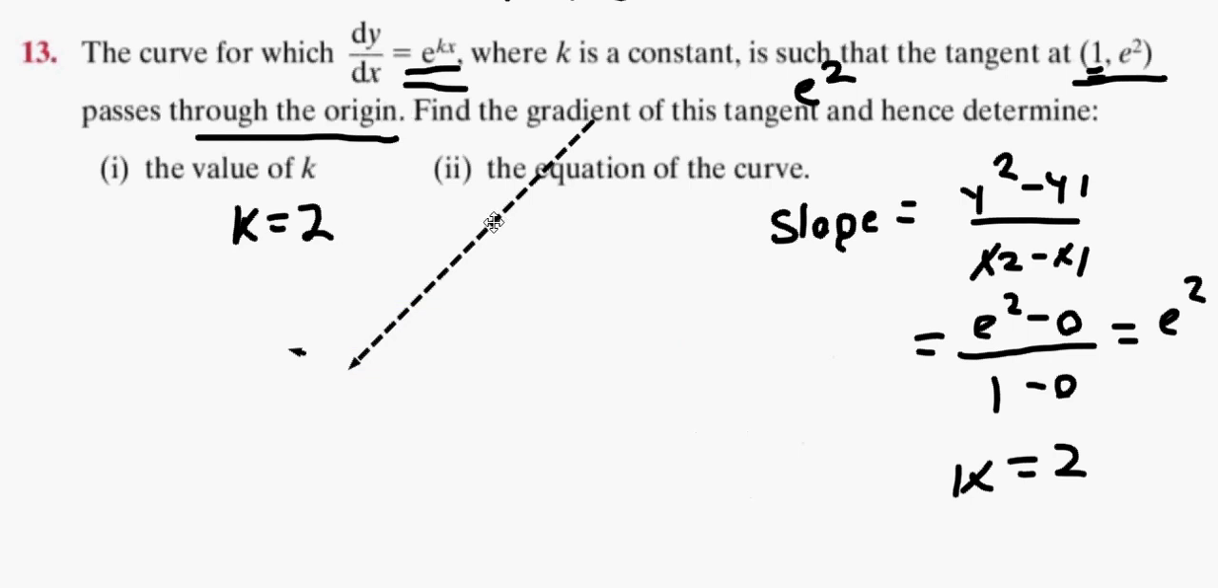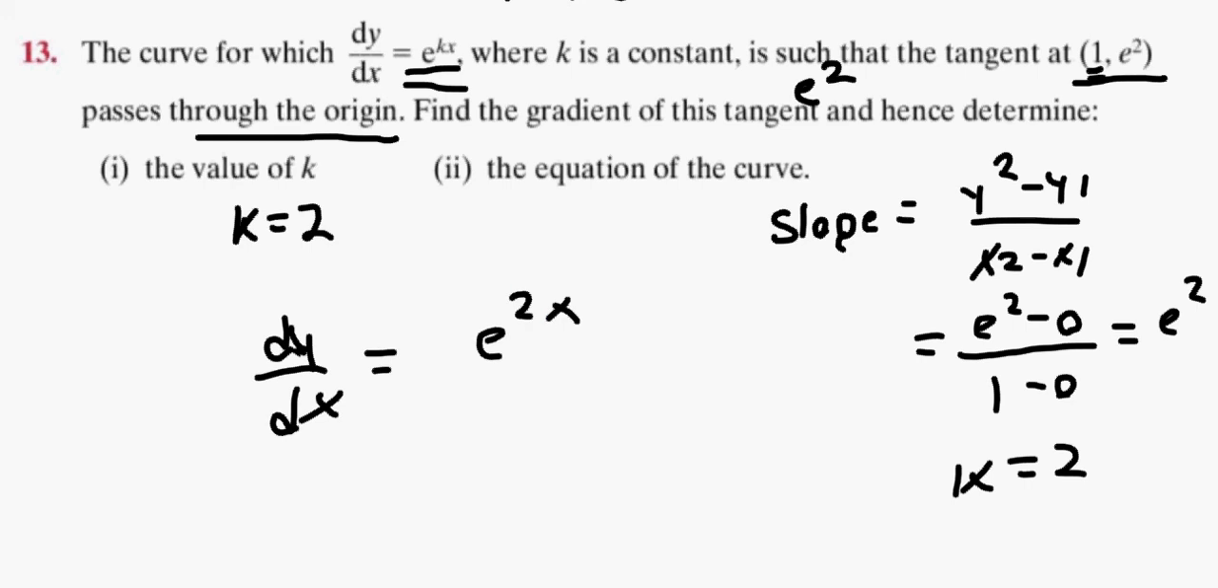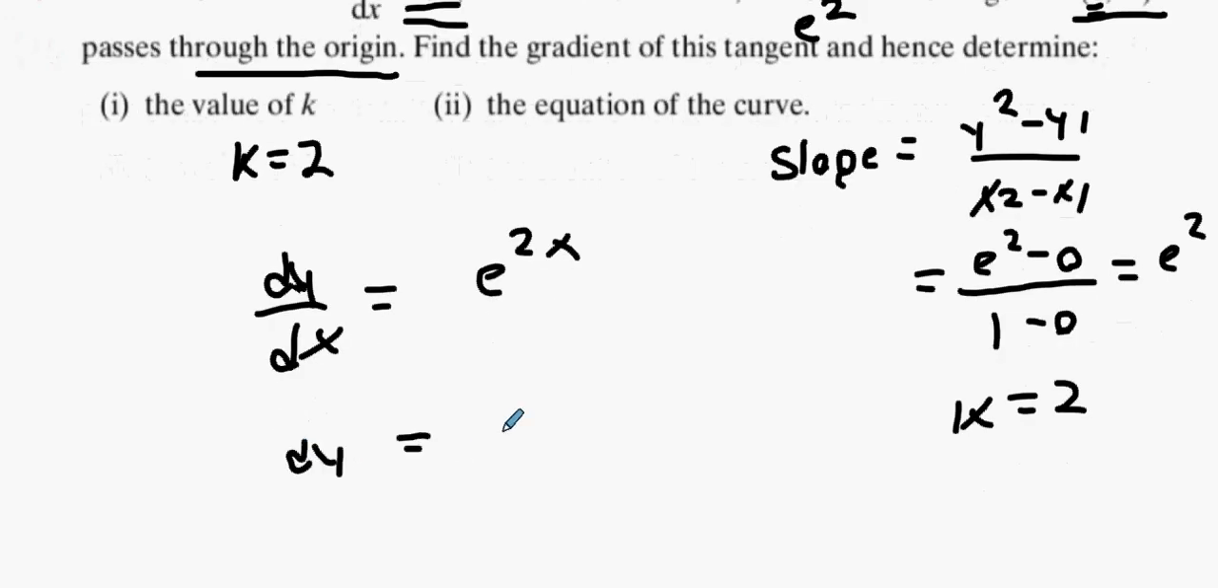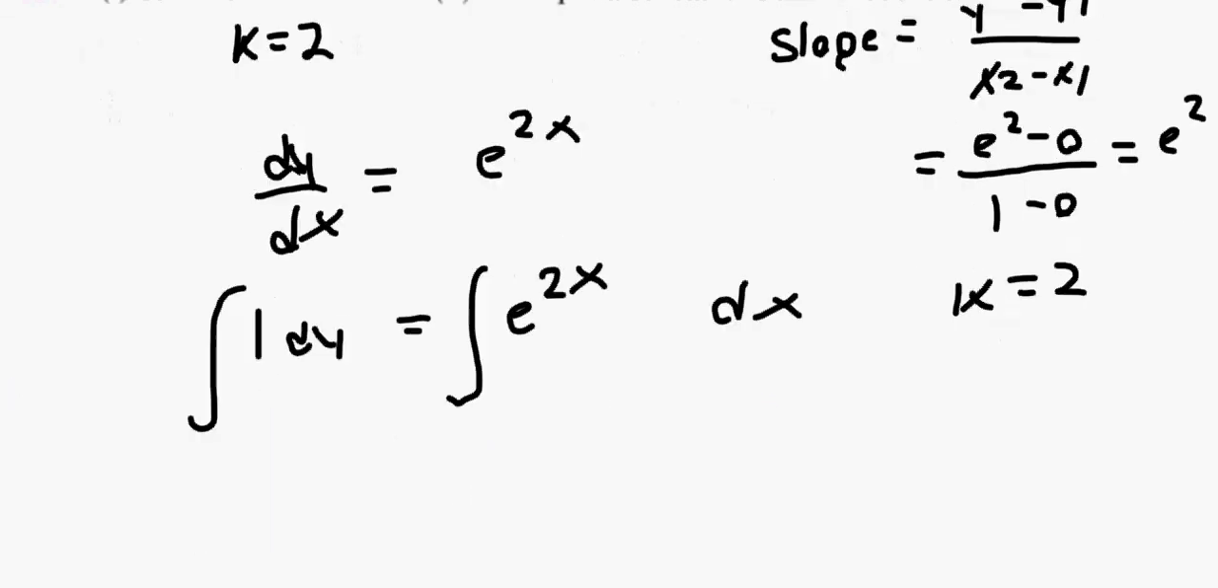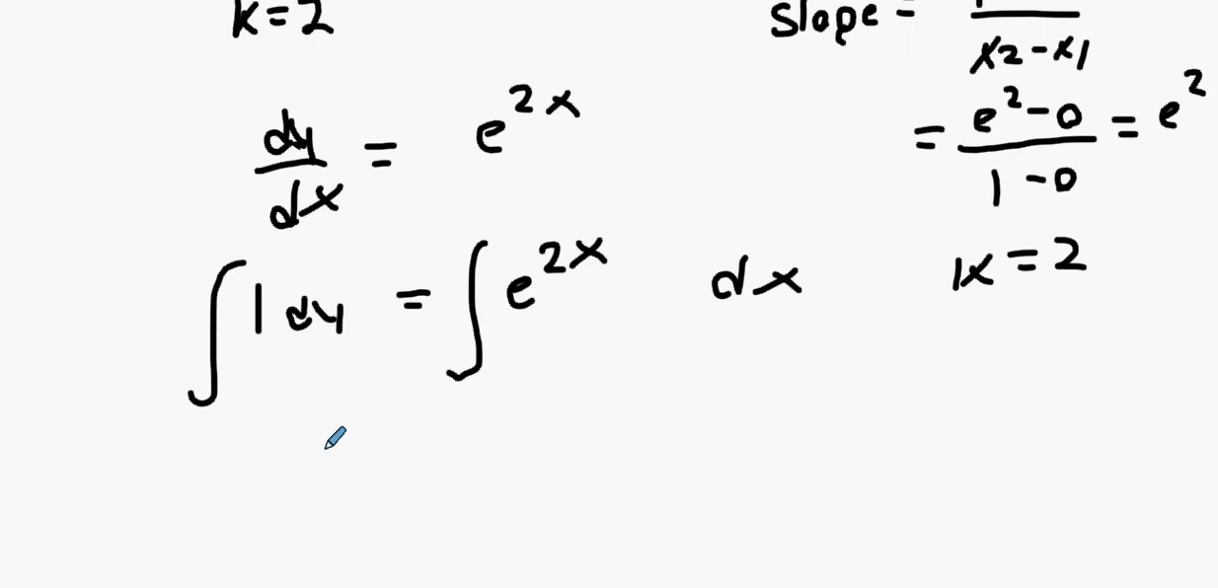So the derivative of the equation is e to the 2x. Once again, you do your little dy equals e to the 2x dx. You integrate both sides. What happens when you integrate 1 dy? It turns into y. If it was 1 dx, it'll turn into x. If it was 2 dx, it'll turn into 2x.